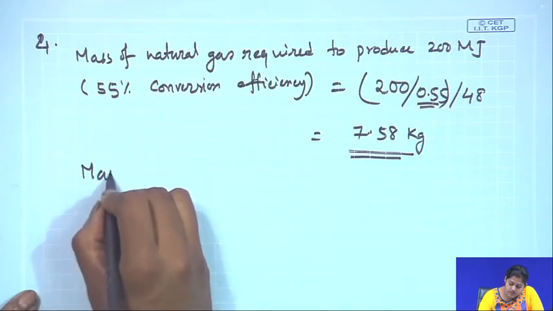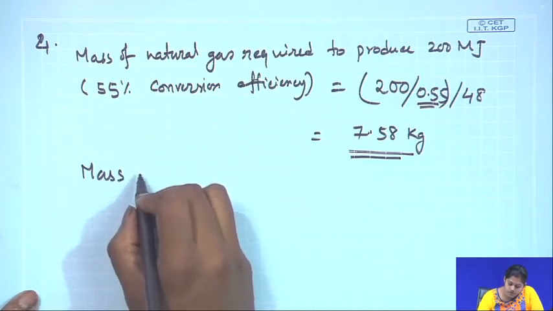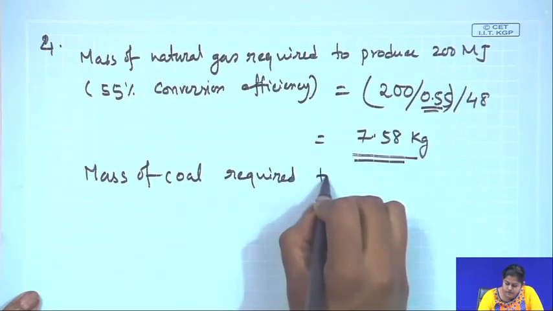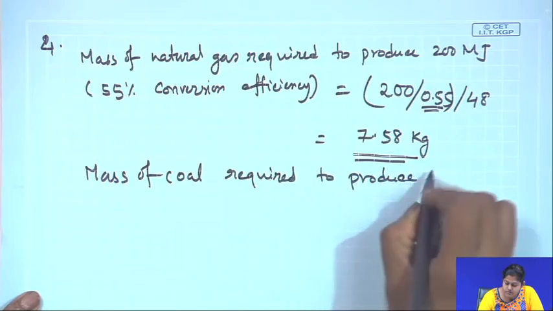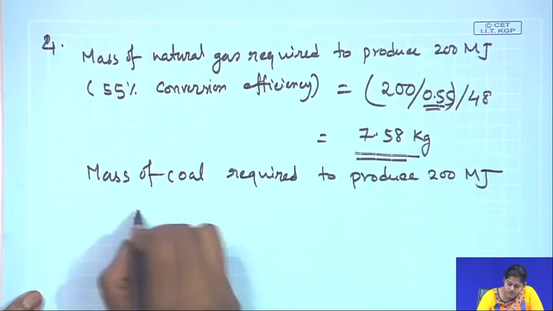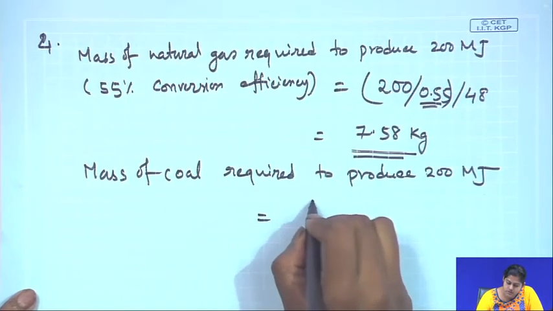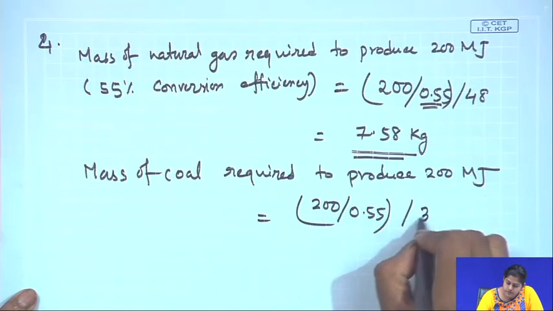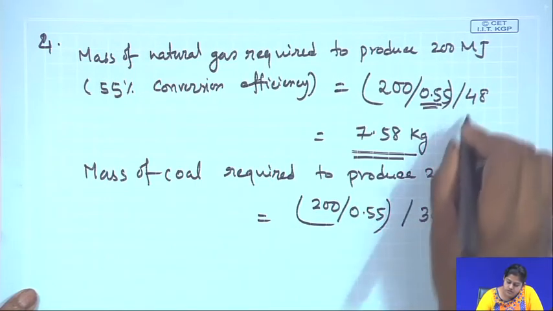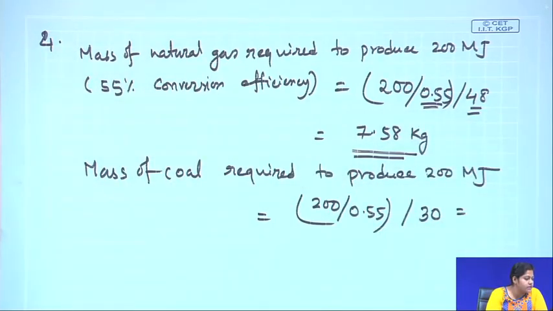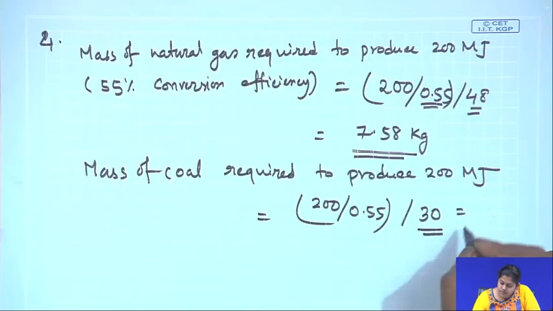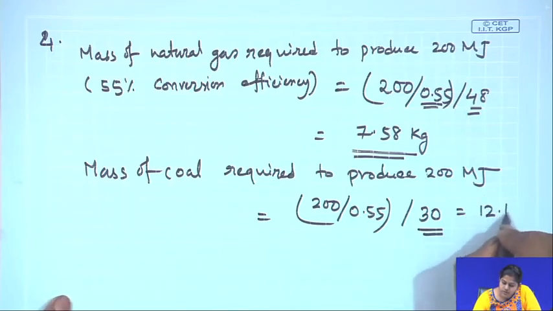Now, we will calculate separately in a similar way for the coal. So, mass of coal required to produce 200 megajoule energy will be equal to 200 divided by 0.55 divided by 30. So, this 48 is actually the heat value of the natural gas, which is megajoule per kg, and heat value of coal is given as 30 megajoule per kg. So, this 30 is coming from that. So, this will be 12.12 kg.